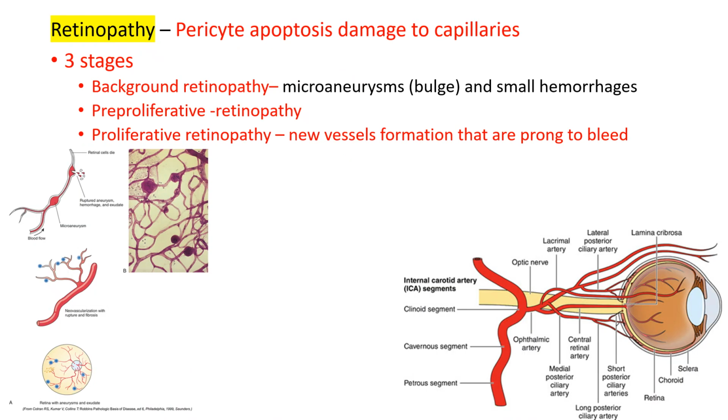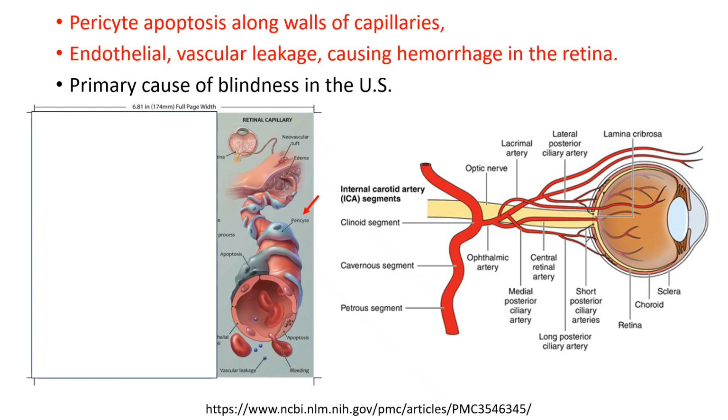The next one we'll look at affects the eyes, retinopathy. It affects the cell type in the eye called the pericyte. So the pericyte is going to go through apoptosis, and it's going to damage that cell type, which is going to damage the capillaries. In this case, you're going to have these microaneurysms, the bulging of the vessels, and you're going to have these small hemorrhages that will form and bleed out. Did you know that retinopathy is the primary cause of blindness in the United States?